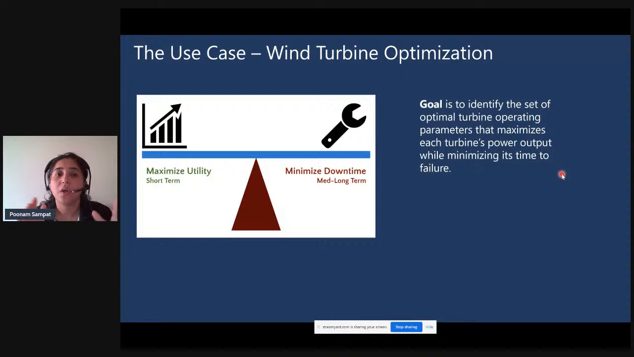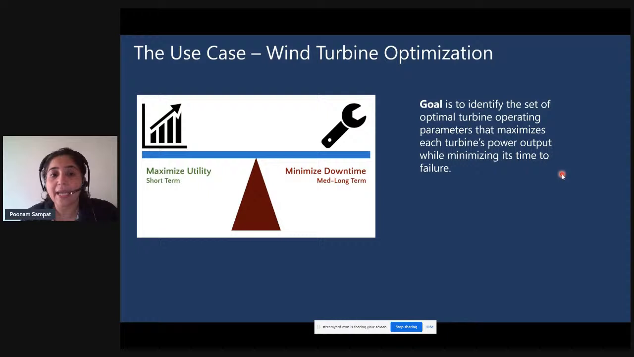into perspective, okay? For the use case, I've taken the example of a wind turbine. Now, you would have seen a wind turbine, right? And a wind turbine, typically when you're having this wind turbine or a wind turbine farm, the goal or the challenge for the operators of the farm itself is to maximize utility. That means they want to have the maximum power output and minimize downtime.